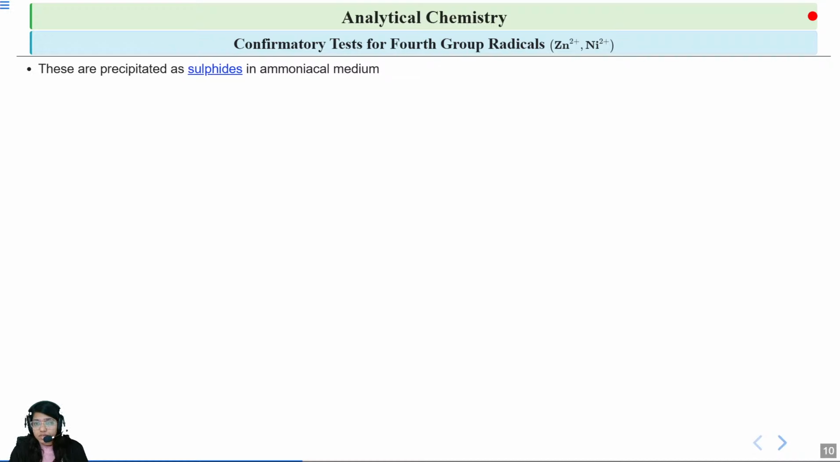Now, let's discuss the conformity test for fourth group radicals, which include zinc ions and nickel ions. These are precipitated as sulfide in ammoniacal medium. So, what is the group reagent for this fourth group radical? It is H2S in the presence of NH4OH. Now, let's see how we will identify fourth group radicals.